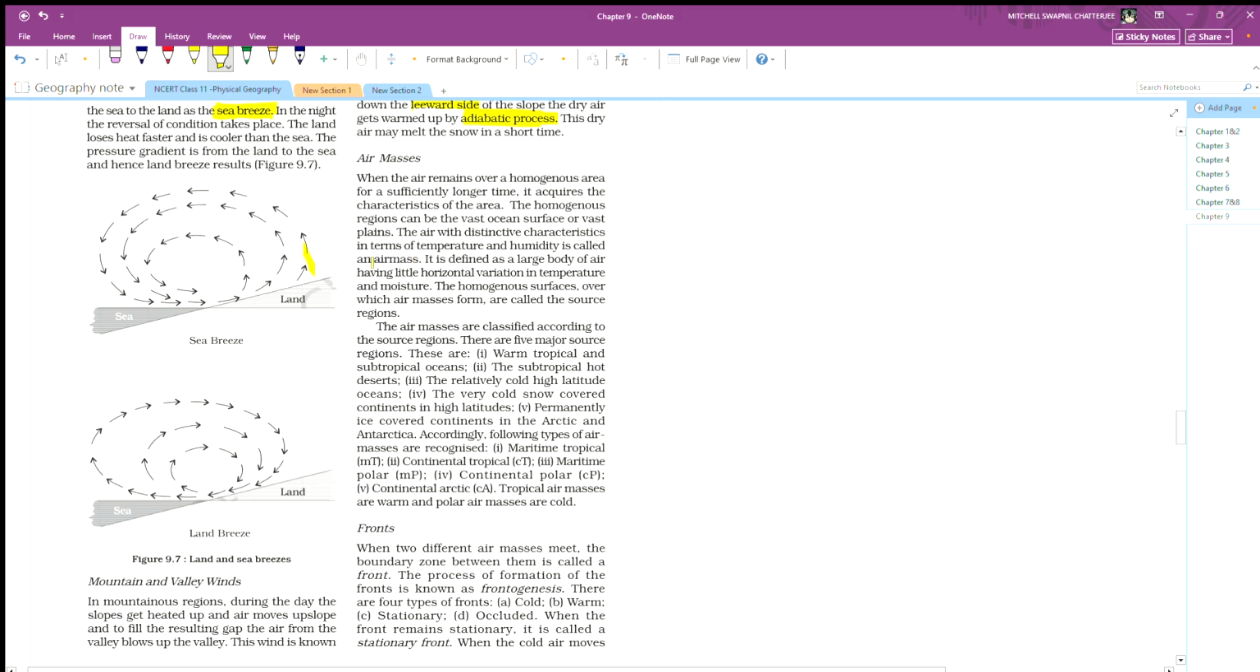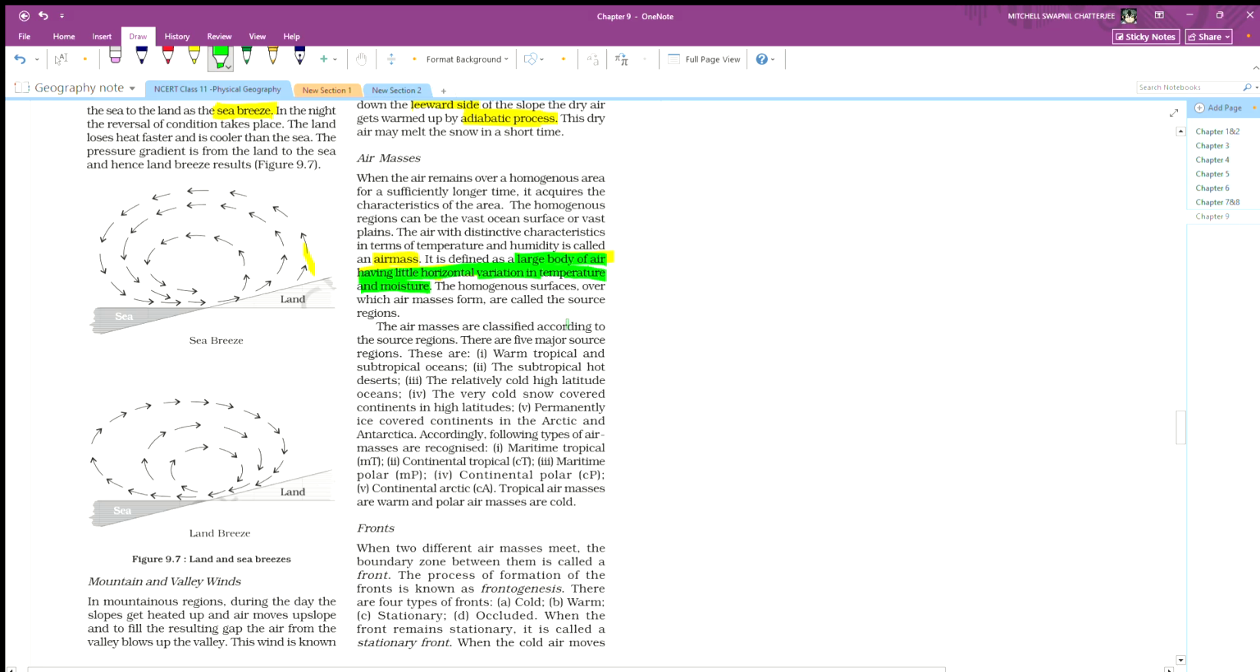It is defined as a large body of air having little horizontal variation in temperature and moisture. This is a definition. Let's mark it as a definition. The homogeneous surface over which this air mass forms is called the source region.